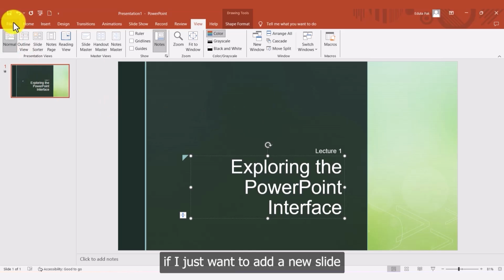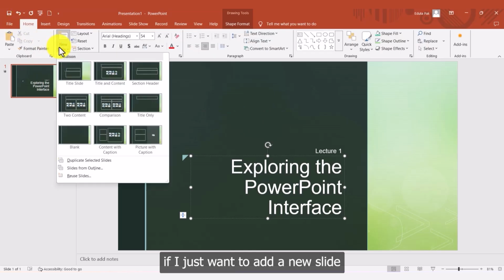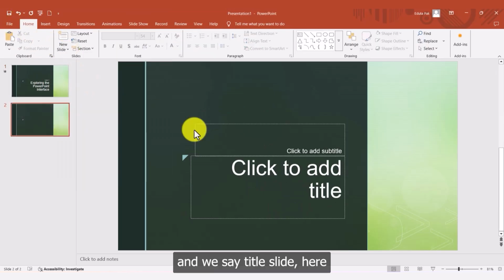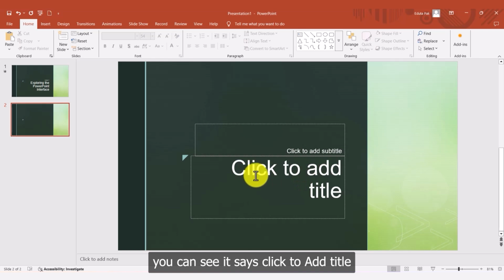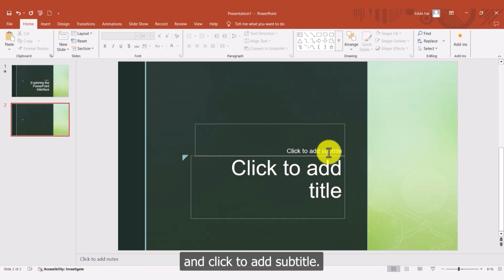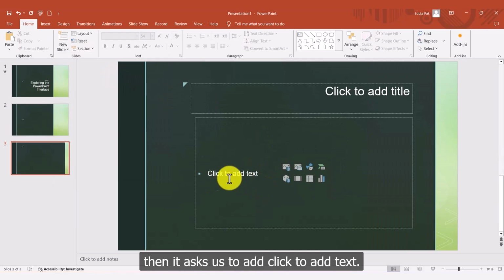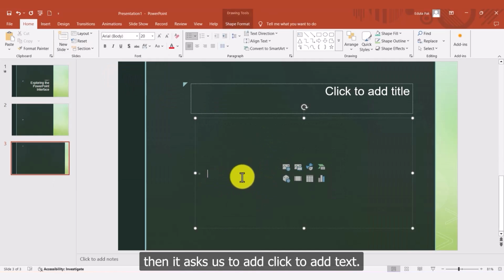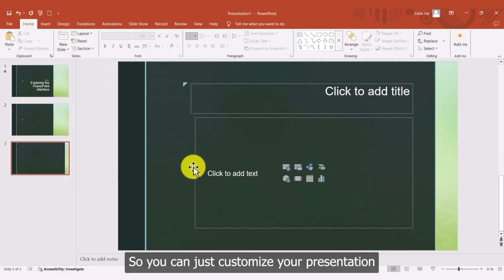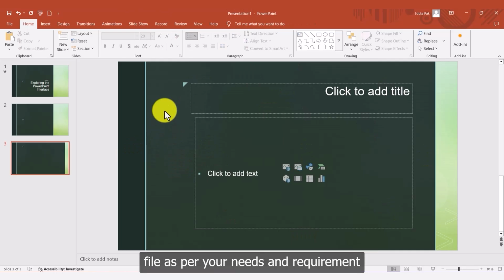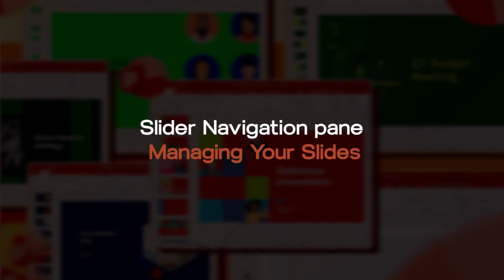For example, if I just want to add a new slide which says title slide, here you can see it says click to add title and click to add subtitle, or if we have a content then it asks us to click to add text. So you can just customize your presentation file as per your needs and requirement and the content you are working on.